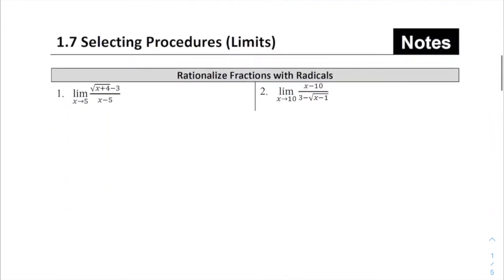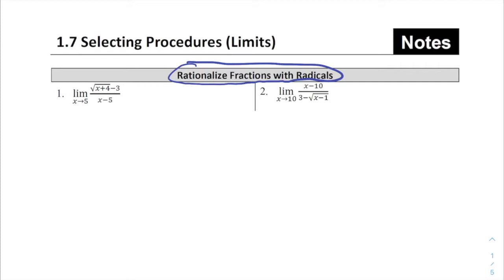1.7 procedures of limit problems and selecting procedures of limit problems. We've got this problem. We notice immediately the instructions say rationalize fractions with radicals. So we're going to be using this rationalization technique to algebraically manipulate these and find the limits for these values.